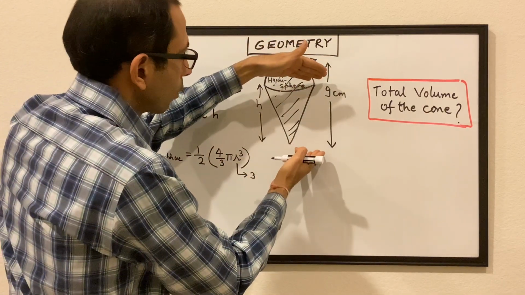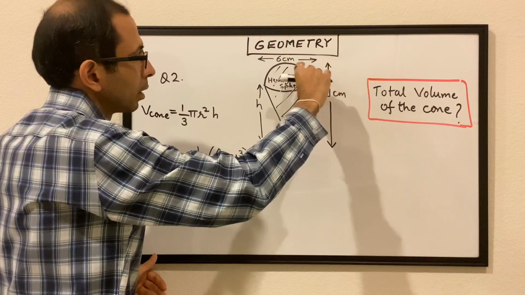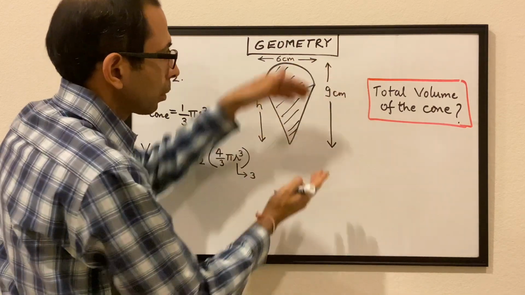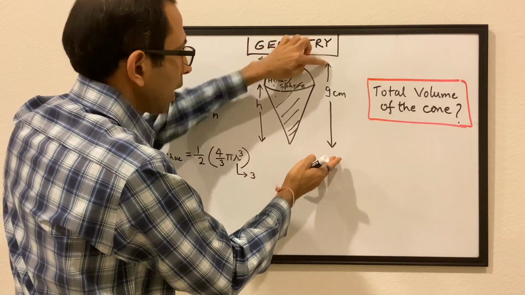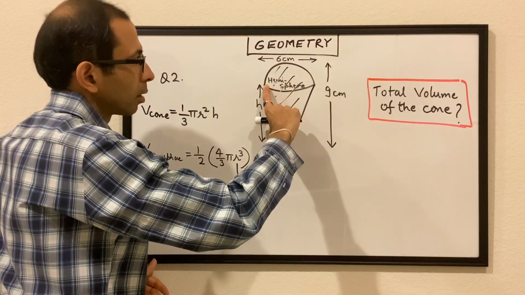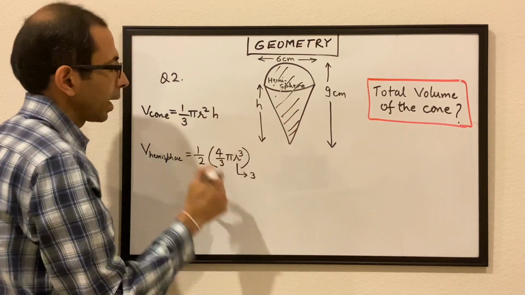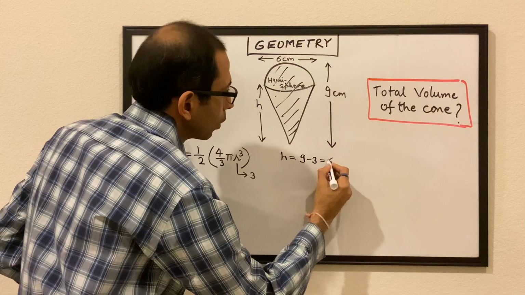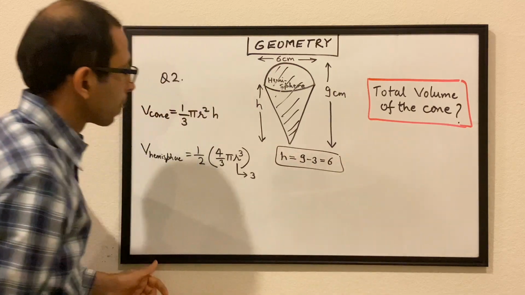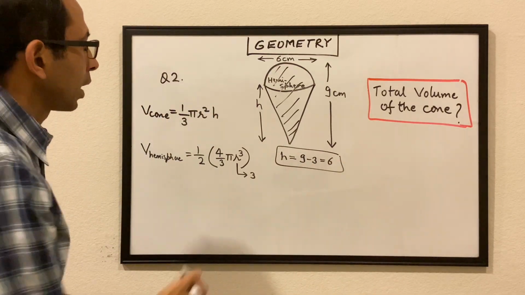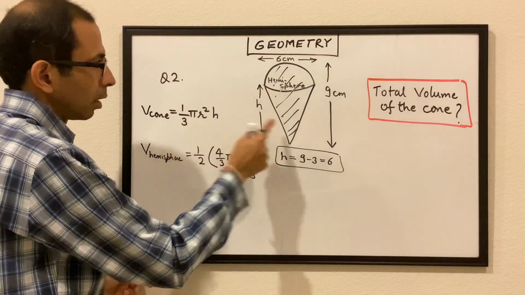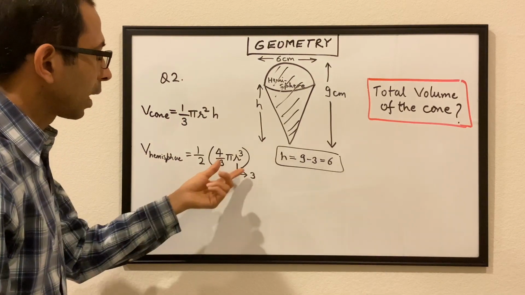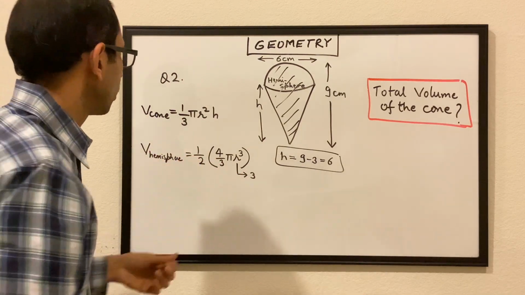And if we look from the cone's perspective, right, this would be the radius. So we will have to subtract the radius of the hemisphere from this 9 to get this value of height. So h would be nothing but 9 minus 3, which is equal to 6, right? So I think now we have all the values. We have the value of r already for the cone. We found the value of h, and for the hemisphere we have the value of r. So let's plug in these values and see what we get.